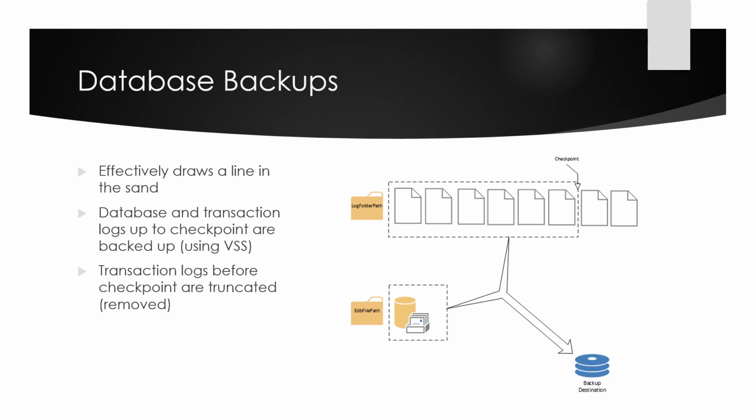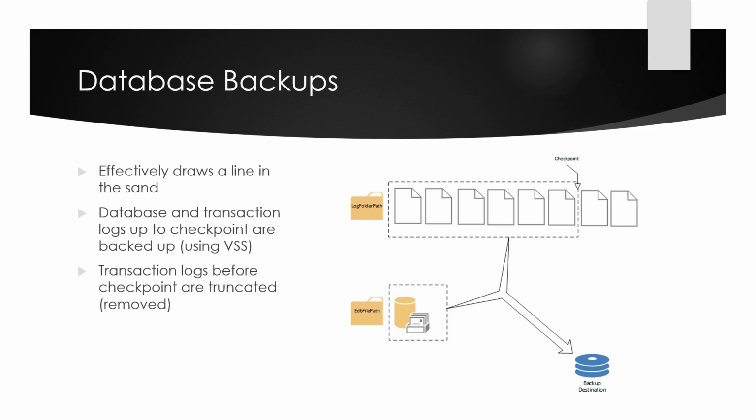Now what a backup does is it effectively draws a line in the sand and says, at this point in time, I've taken a snapshot of my database file and all of the necessary transaction logs up to that checkpoint, and I've backed them up into my backup destination. Now when that process completes, it's able to say, I no longer need those transaction logs from before that checkpoint, and so those log files are removed from the server or truncated.